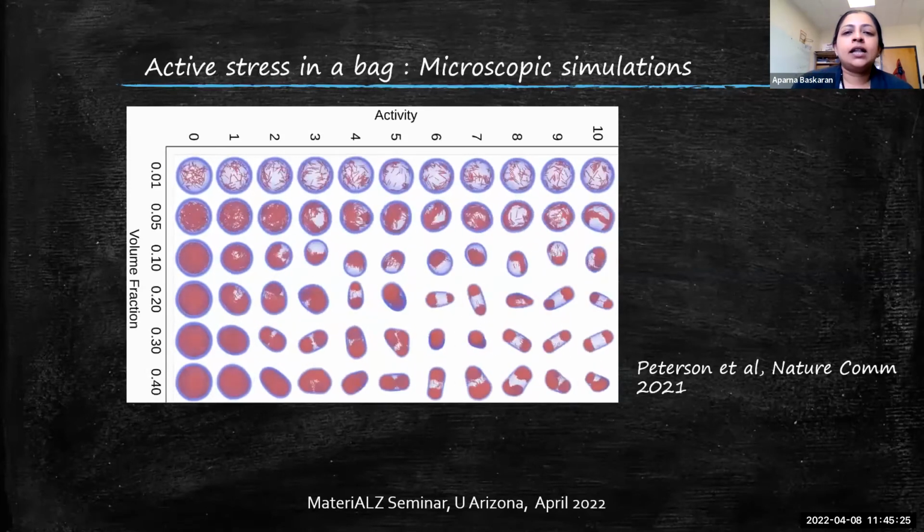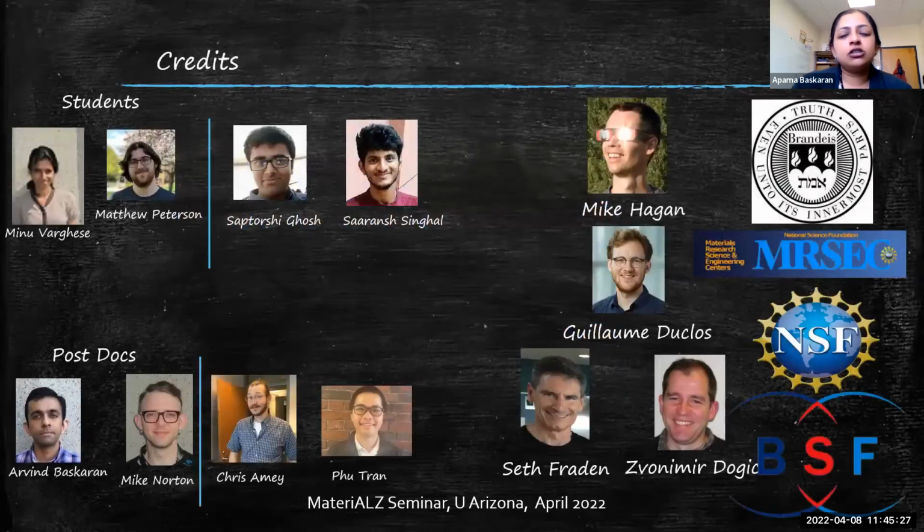Okay. That basically brings me to the end of the spiel that I wanted to give you. Of course, I didn't do any of this work. Students, former and current, postdocs, former and current, did all of the work. And Mike Hagan is a theory collaborator who works with me on all of these projects. Guillaume Duclos, Seth Fraden, and Zvonimir Dogic are the people with the experiments and all of the data and cool movies that I showed you today.